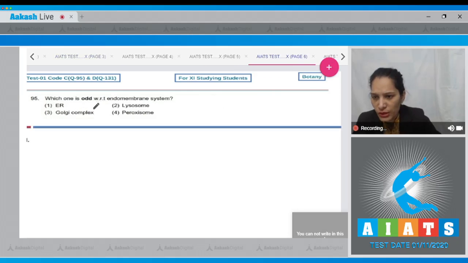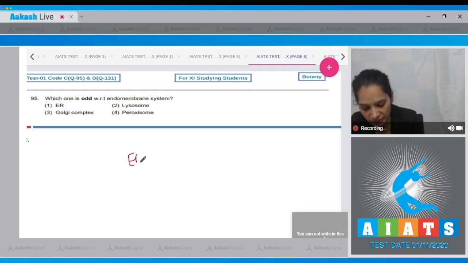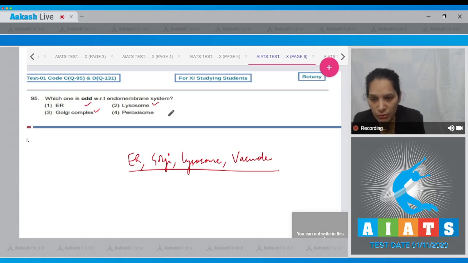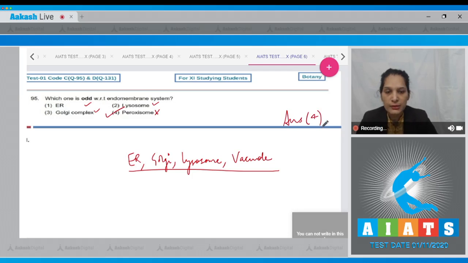Question number 95. Which one is odd with respect to the endomembrane system? Endomembrane system includes those organelles whose functions are coordinated. And this endomembrane system includes ER, Golgi, lysosome and vacuole. So ER, Golgi and lysosome, they are the organelles of endomembrane system but not the peroxisome. So it is the odd one. So the correct option for the given question is option number 4. Let's move to the next question.